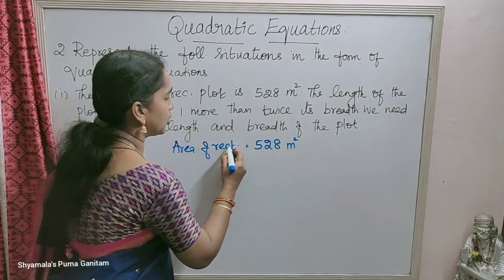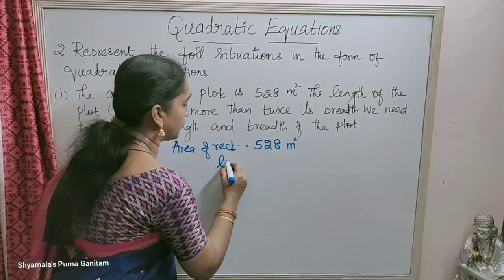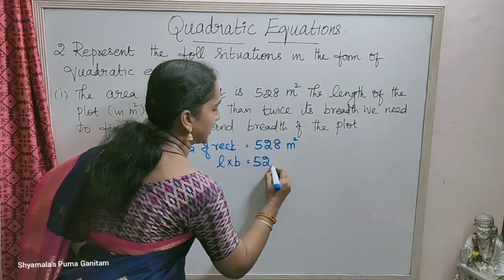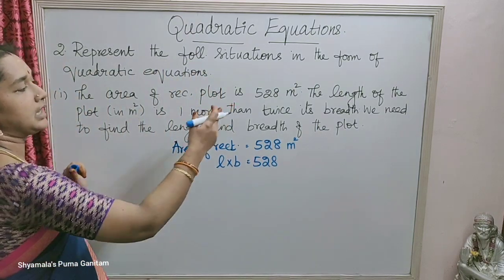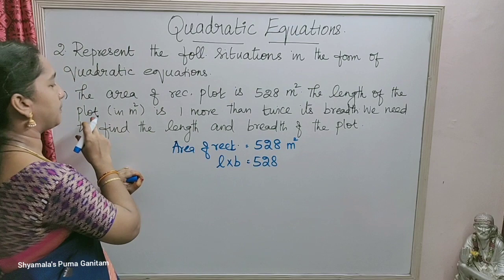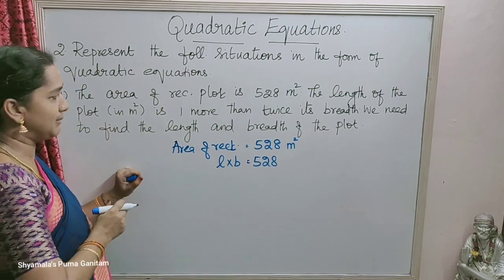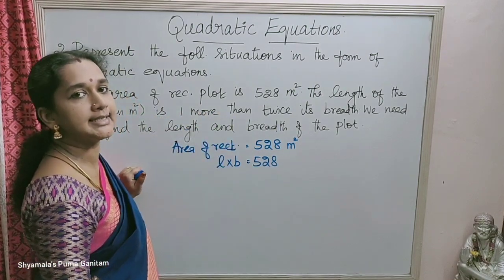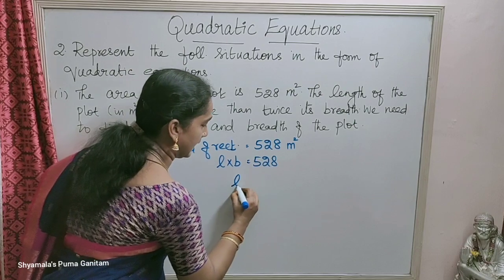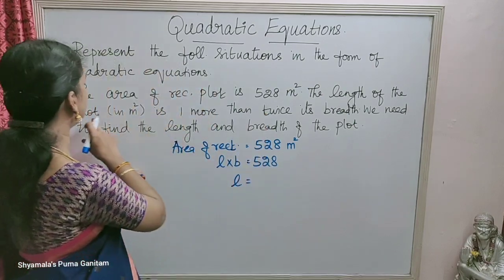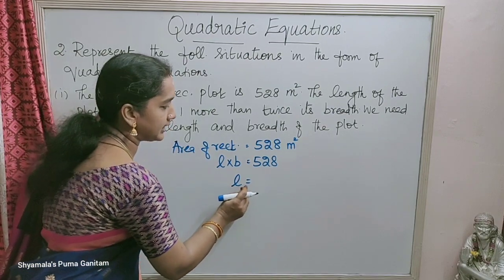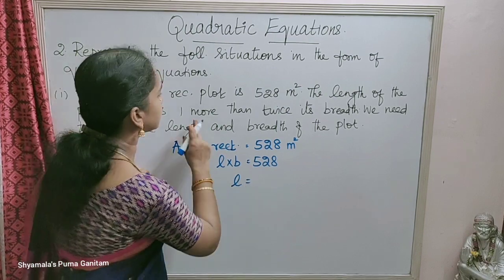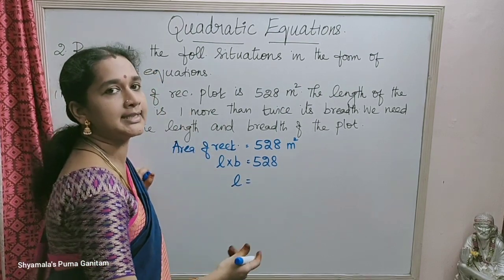Before going into the next statement, we know the formula for area of rectangle is length into breadth. So length into breadth is given as 528. Then coming to the next statement, the length of the plot in meters. This is also given in meters only. So the length of the plot is 1 more than twice its breadth.